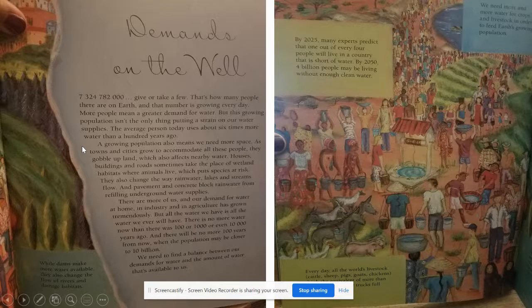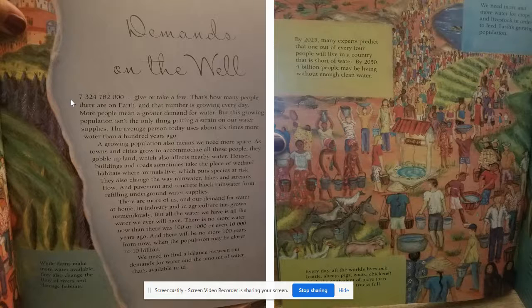Take a deep breath so I can read it out. There are 7,3,024,782,000, give or take a few. That's how many people there are on Earth. And that number is growing every day. So there are over 7 billion people on this Earth. More people mean a greater demand for water. But this growing population isn't the only thing putting a strain on our water supplies. The average person today uses about 6 times more water than 100 years ago. A growing population also means we need more space as towns and cities grow to accommodate all these people. They gobble up land, which also affects nearby water.